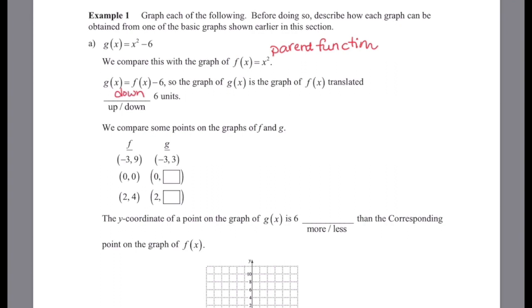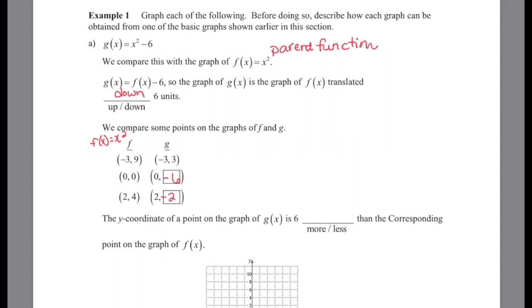We can then compare some points on our graph of f and g. Our, again, parent function, where I had plugged information in, is from x squared. So when I take negative 3 squared, we get 9, 0 squared is 0, and 2 squared is 4. Doing the same with our g function, we would have negative 3 squared, which is 9, 9 minus 6 is 3. 0 squared minus 6 gives me negative 6. And when I take 2 squared minus 6, or 4 minus 6, we have negative 2.